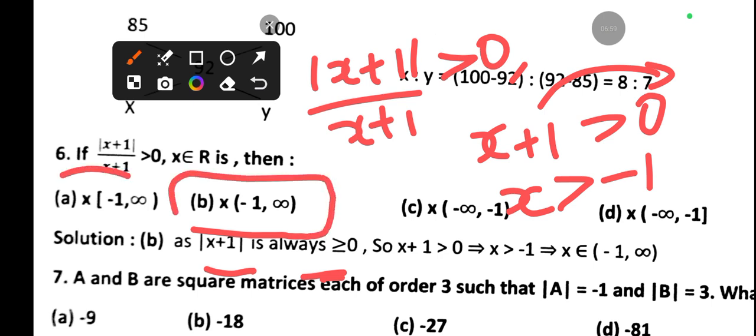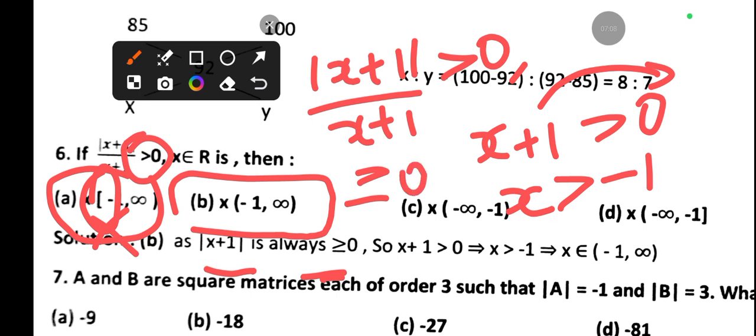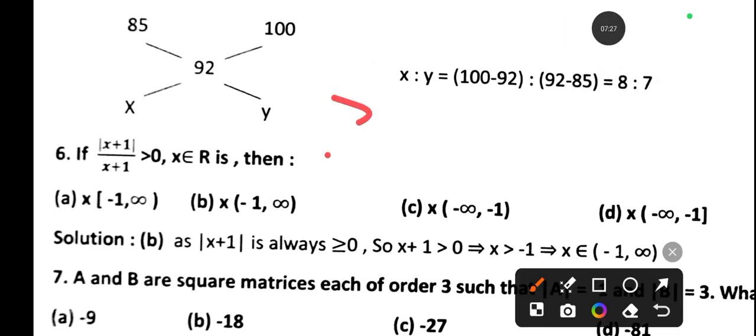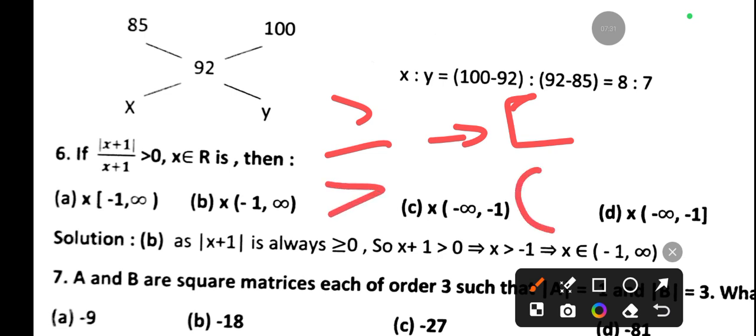Sir, why is option A not there? Because it is a closed interval, minus 1 included. Suppose in your board exam the same question says greater than or equal to 0, that time you should choose option A. Sir, you only told us in 2022 it was option B, minus 1 comma infinity. Don't mug up the answer. Read the question properly, greater than 0 or greater than or equal to 0, accordingly. We all know greater than or equal to means it's included, closed interval. Just greater than means open interval.